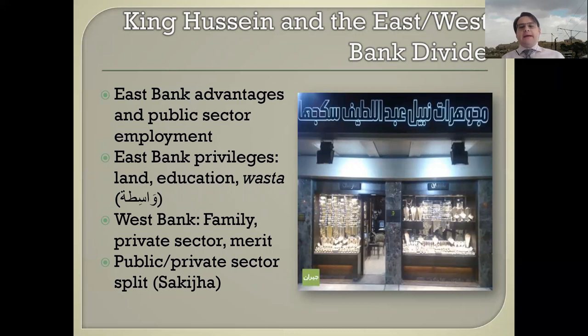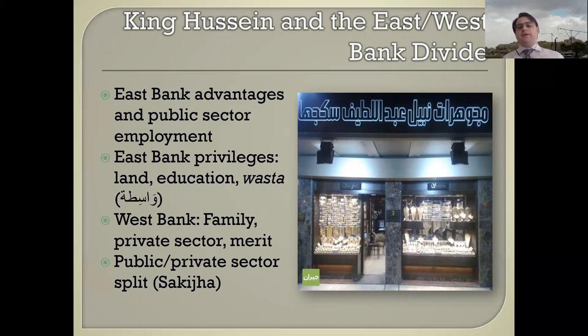So the East Bank group, if you like, they often gain public sector employment as part of this relationship with the monarchy. Public sector employment is one of the reasons that they are loyal, and East Bank privileges can include free education, land, assets, so title deeds, and also what we call wasta. So if you know the right person, you'll get the job. If you are the cousin of the right person, you'll get the job, because this is how you keep things within tribal lines.